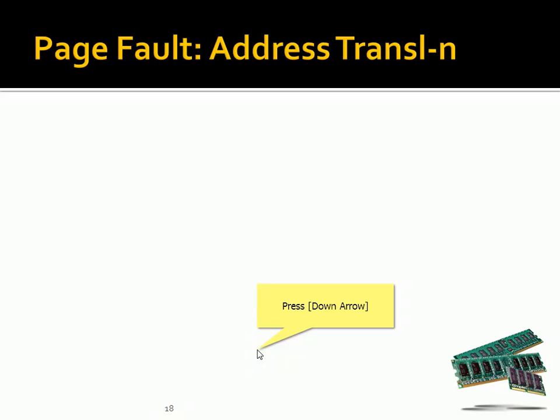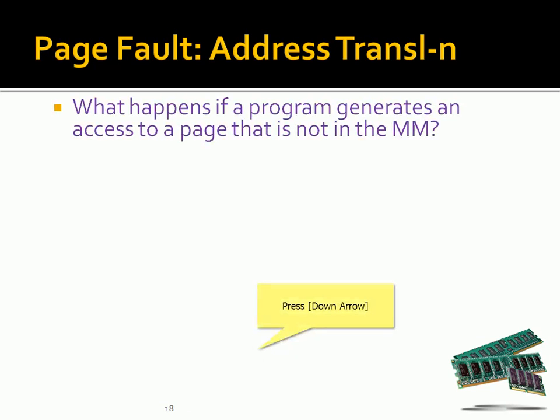Also, page fault. What happens if the program generates an access to a page that is not in the main memory? That is a page fault. A particular page requested by the processor is not available right now in the main memory. So that is when a page fault occurs.